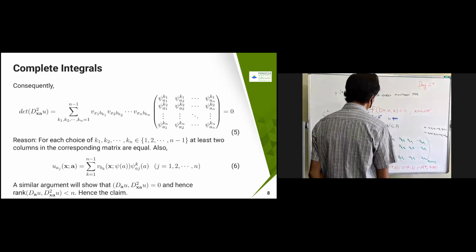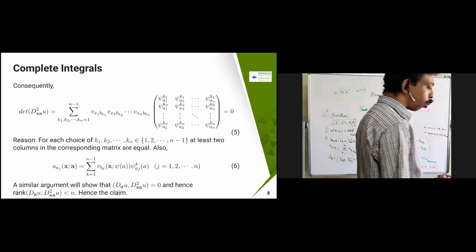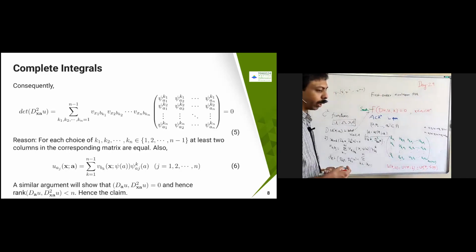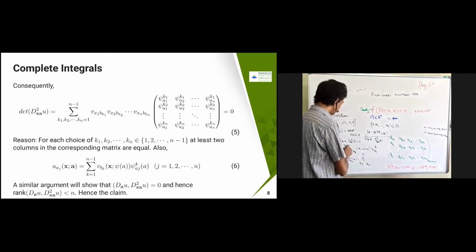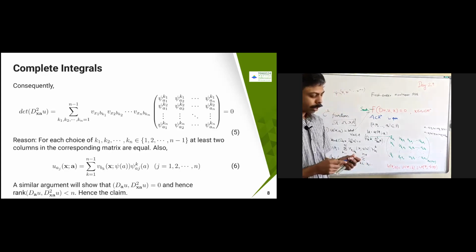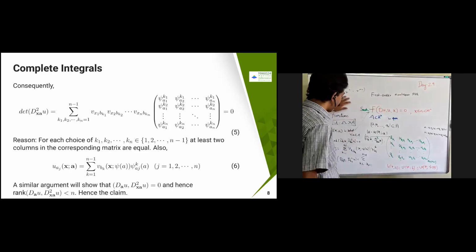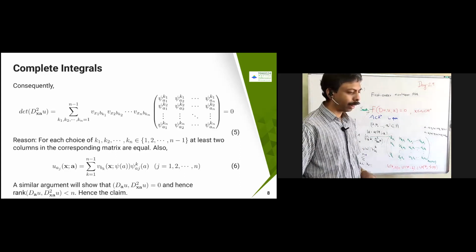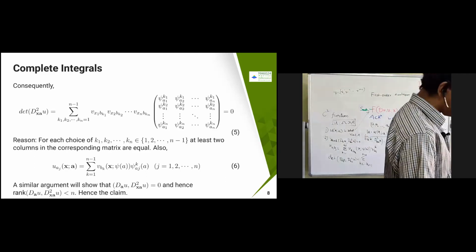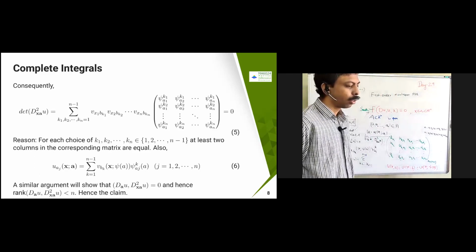Now it is a very simple trick which you are following. Here k1, k2, kn should range over 1 to n minus 1, because I have only n minus 1 choices. So k1, k2, kn are there, but only n minus 1 choices are there. In that case, in the matrix, at least one of the variables should repeat. Either k1 or something should repeat.